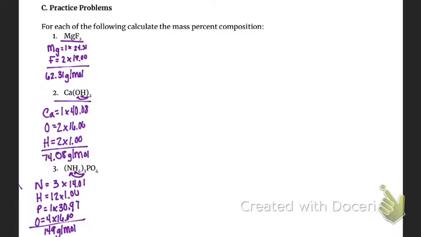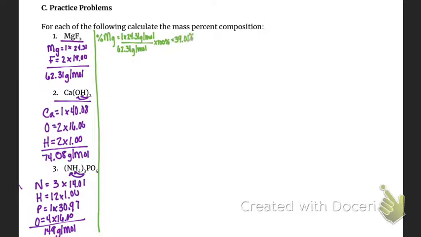Now in each problem, we're going to set up to solve for the percentages of each of these individual elements. So the first one, I'm going to start finding percent magnesium. It's the mass of the magnesium, so 1 times the 24.31 grams per mole, all over the total molar mass of 62.31. The last step was multiplying by 100%. And again, you do not put that percentage sign into your calculator. It's a unit. 39.01% of this is magnesium.